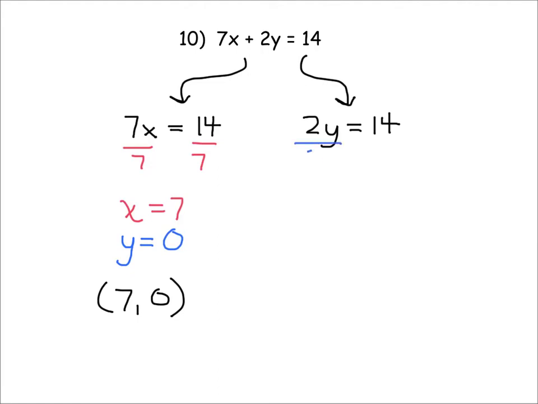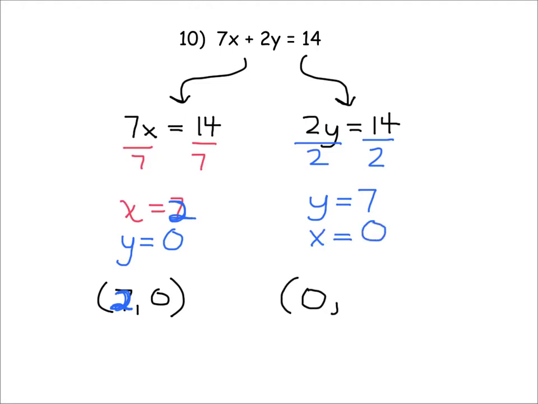On the second one, we're solving for y. Oops, that's a 2. Yay, I caught it before we went anywhere. So y was equal to 7. So my x was equal to 0. So my ordered pair would be 0, 7. So it's one easier step.